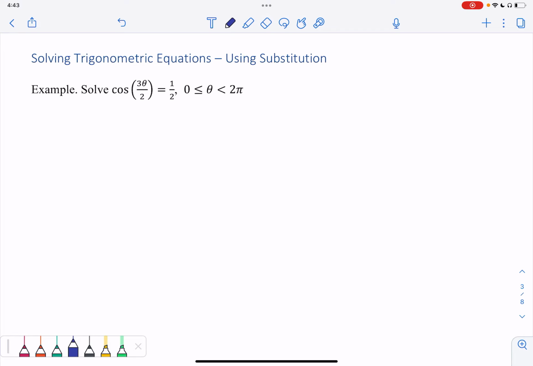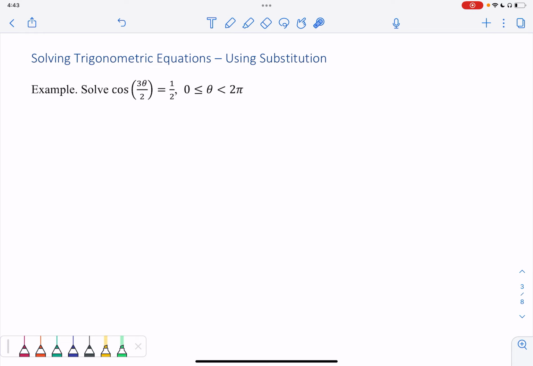Let's look at solving trigonometric equations when we want to use substitution. And notice on these ones, we have this domain constraint, 0 to 2 pi. So this is asking me, when is cosine of 3 theta over 2 equal to 1/2? Well, I'm not quite sure. I know where cosine of an angle equals 1/2 on the unit circle, I'm more familiar with that.